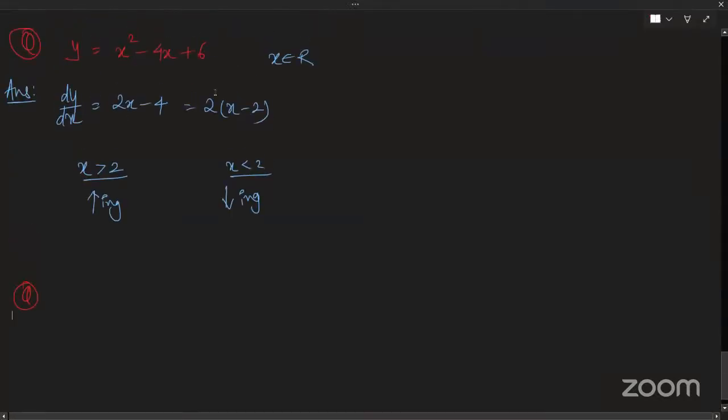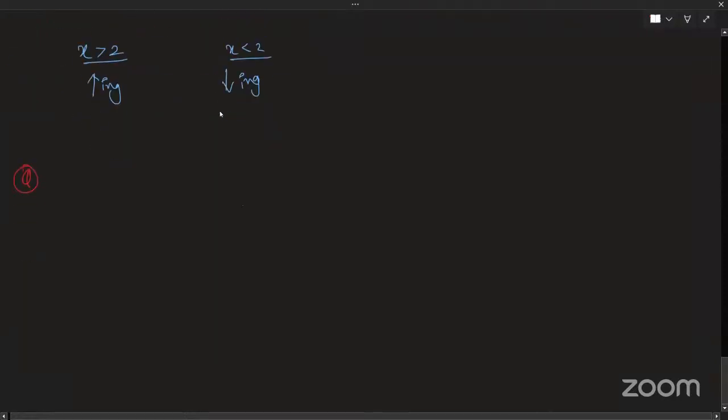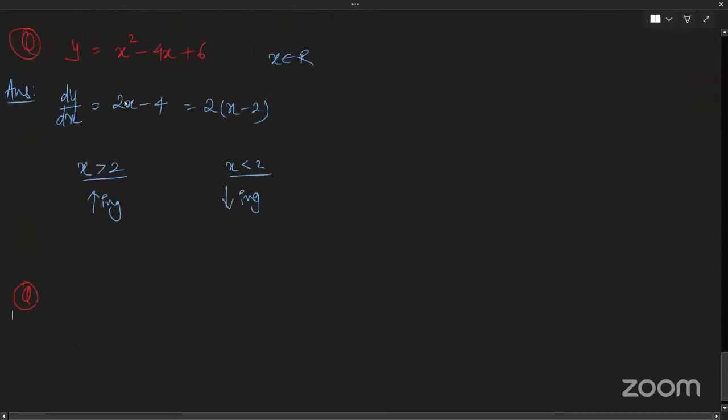See, in quadratic cases, it is really easy to guess. In quadratic equations, it is really easy to think where it will increase and where it will decrease. Because when you differentiate a quadratic equation, you get a linear equation. Linear equations are really easy to think of. Fine. So this one was really easy.